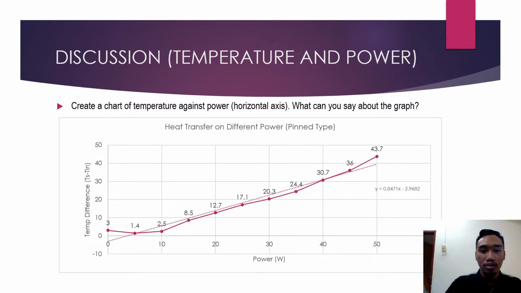Assalamualaikum warahmatullahi wabarakatuh and good morning. My name is Muhammad Afiq bin Abdul Rahman. Today I will be presenting the discussion part for temperature and power. To answer the question, firstly we create a chart of temperature against power. This is the chart. From the graph, we can say that the temperature increases linearly with the power. This means as the power increases, the temperature at the inlet increases. So the amount of heat that can be transferred will also increase. That's why in the data, the temperature of the pin surface is higher than the temperature at the inlet, because the heat has been transferred to the pin through the convection process.